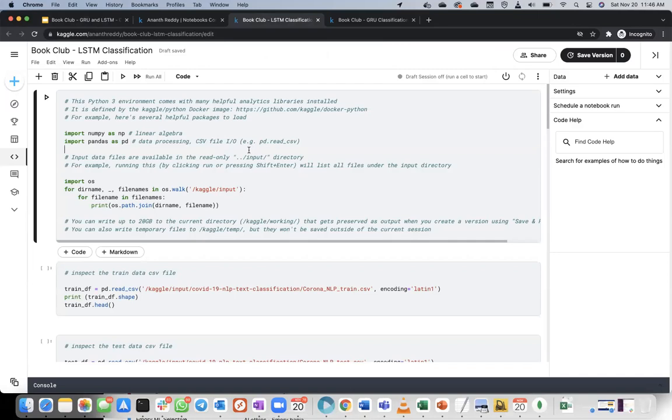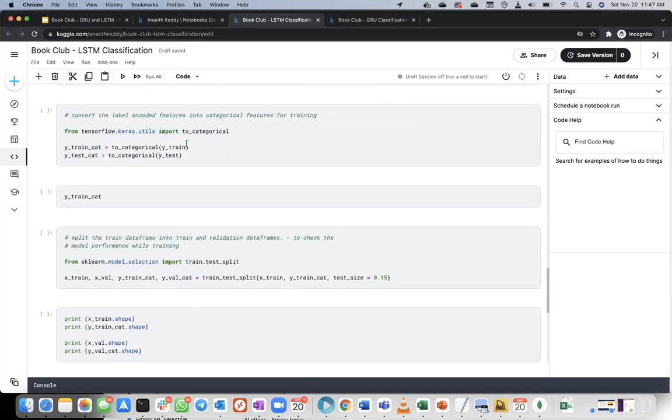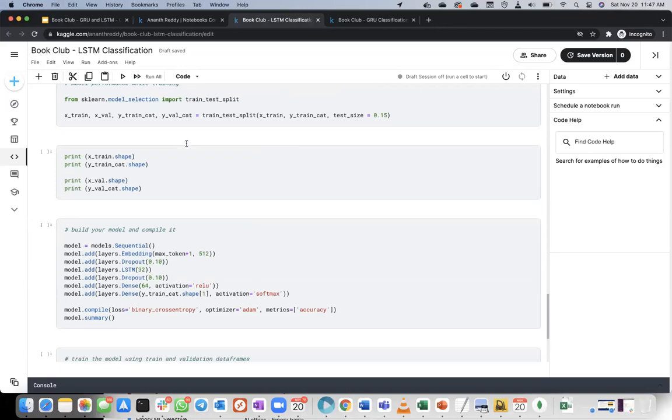So the code remains the same. If you compare the RNN classification with the LSTM classification, we are doing the same on the same data set to see if there's any difference in the first place. The only thing that changes in the whole code is only one line. When I say one line, actually only one line changes.